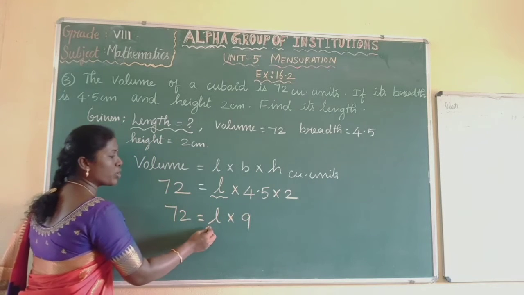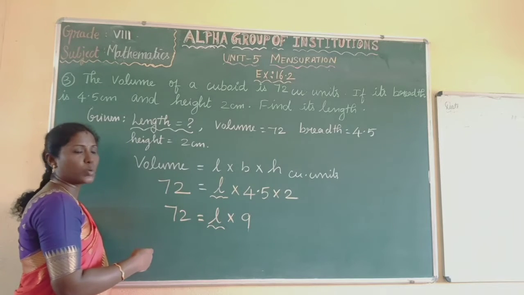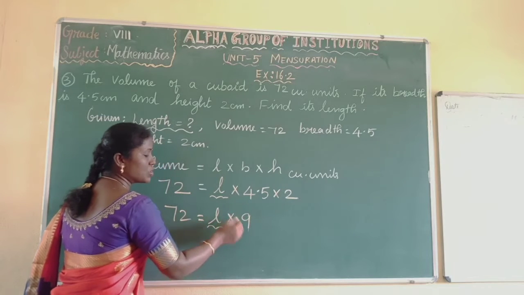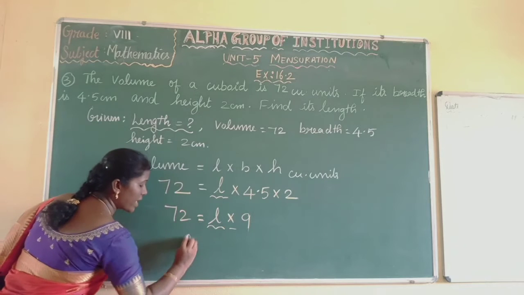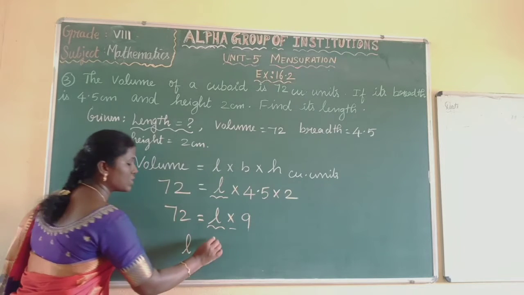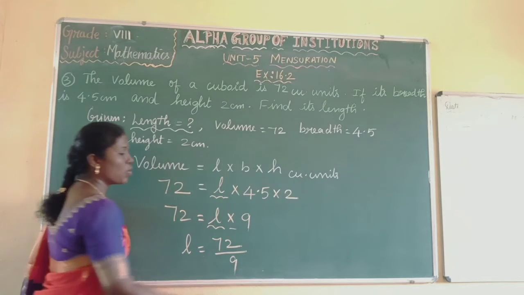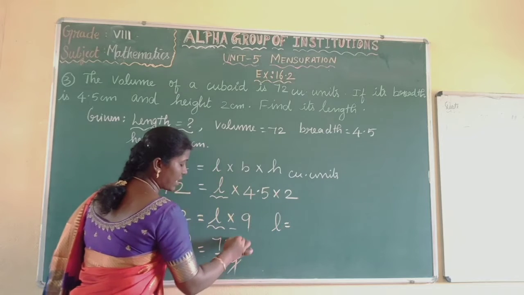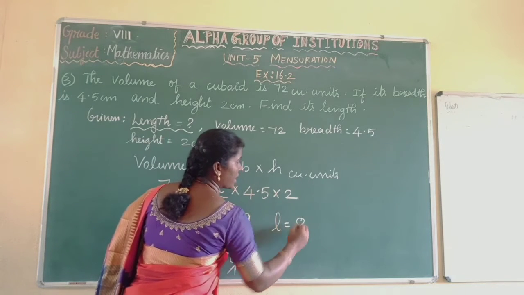Okay. So we want to find the value of L. Keep L, make 9 to the next side of the equation. 9 here is under which operation? Multiplication. So it comes to the next side of the equation, under division. So we can rewrite the equation as L is equal to 72 by 9. If I simplify by 9, 9 eights are 72. So L is equal to 8.